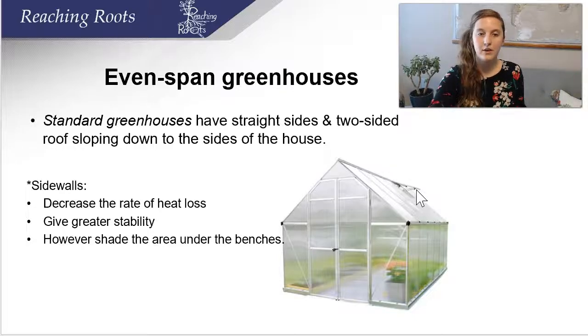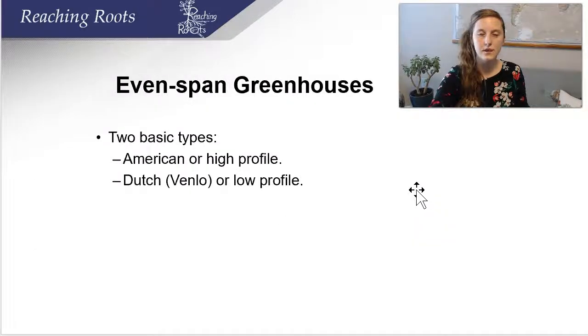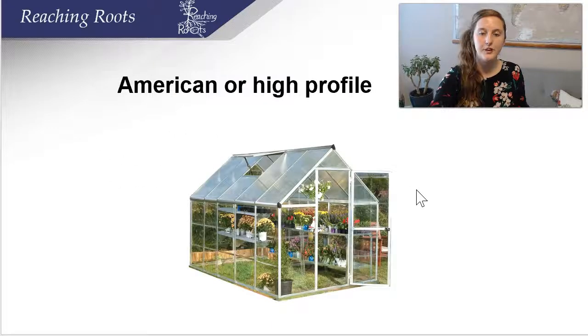These side walls decrease the rate of heat loss and give greater stability. However, as a result of the straight edges, there is shaded areas underneath the benches, which basically means that there's certain areas of these structures that we can't grow plants in easily. Even span greenhouses have two main types. The first one is high profile or American, which you can see that it basically has straight edges.